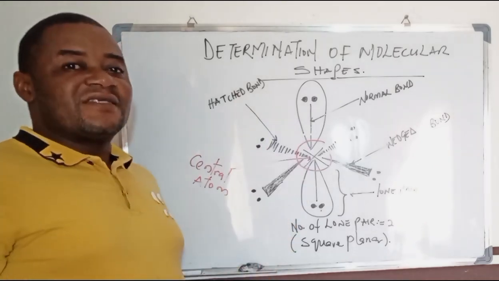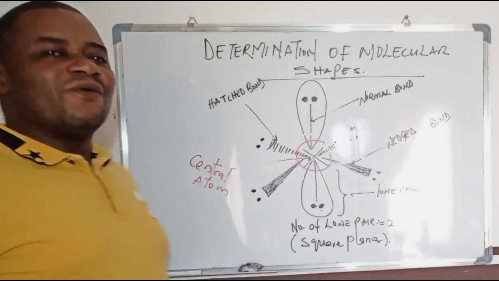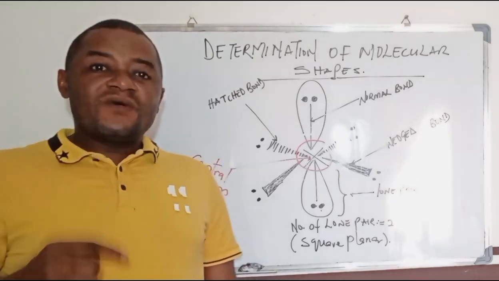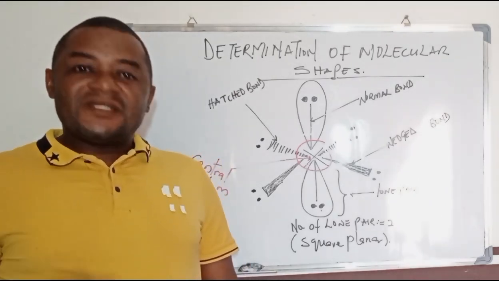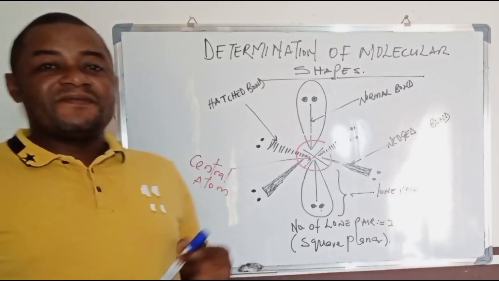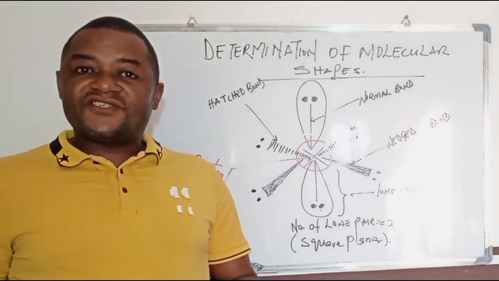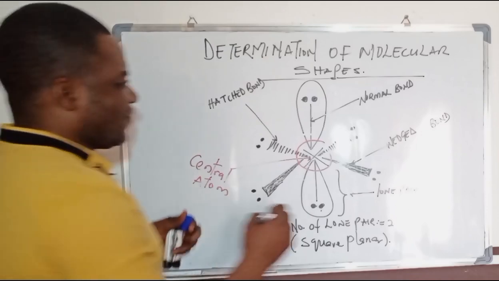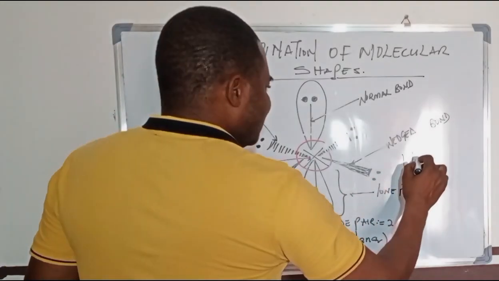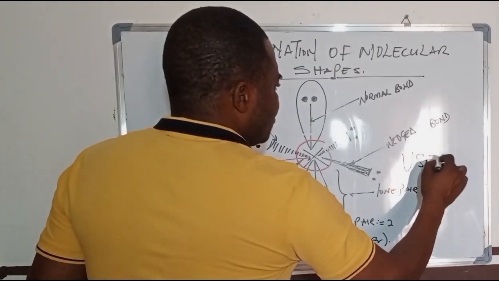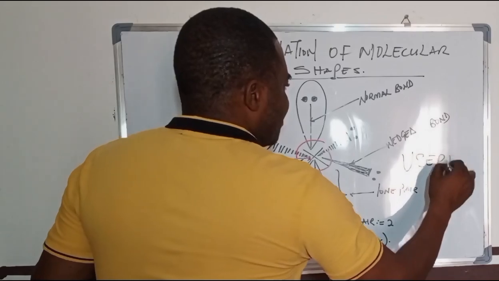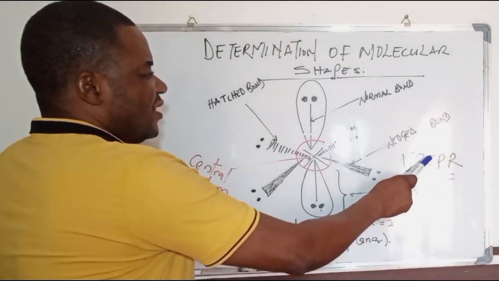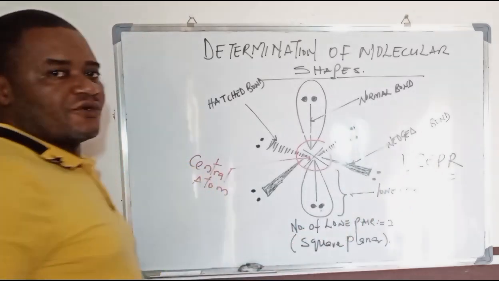Now, do you know that the major item that you can use to determine molecular shapes is the valence shell electron pair repulsion theory? If you have heard that before. It's always written in this form, the valence shell electron pair repulsion theory.